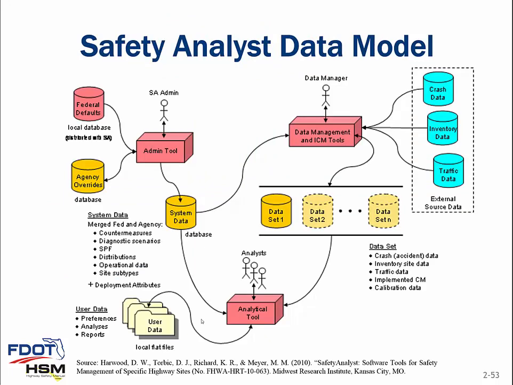Safety Analyst consists of a set of multiple independent applications or tools that interact with the database. This figure illustrates the relationships and the flow of data between the Safety Analyst applications. Safety Analyst consists of three primary tools: the administration tool, the data management tool, and the analytical tool. The administration tool is used to set up and manage the Safety Analyst deployment. The data management tool is used to import and prepare an agency's inventory, traffic volume, and crash data for analysis. The analytical tool is used to conduct safety analysis of an agency's inventory.